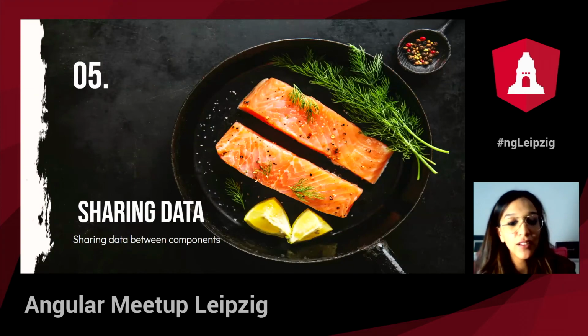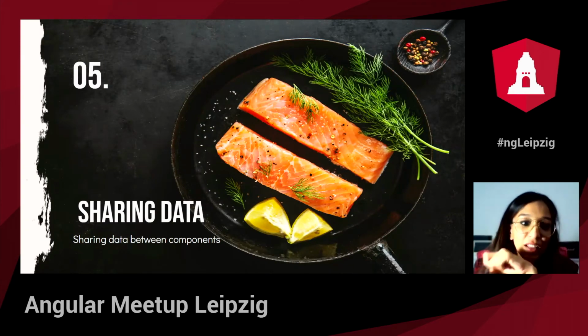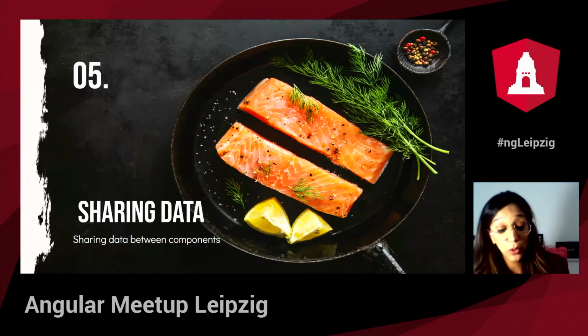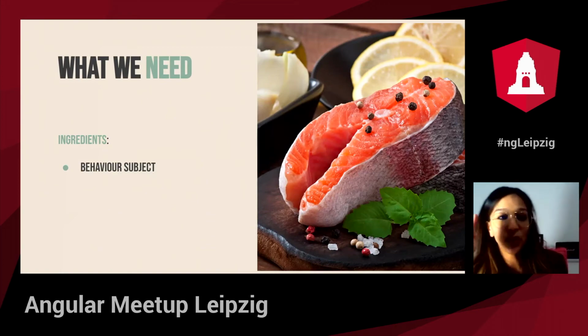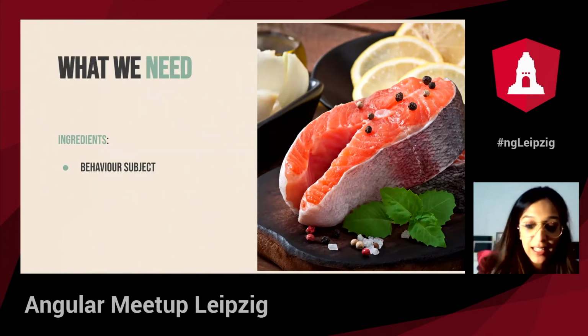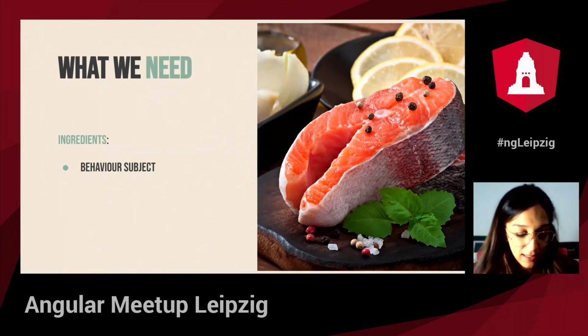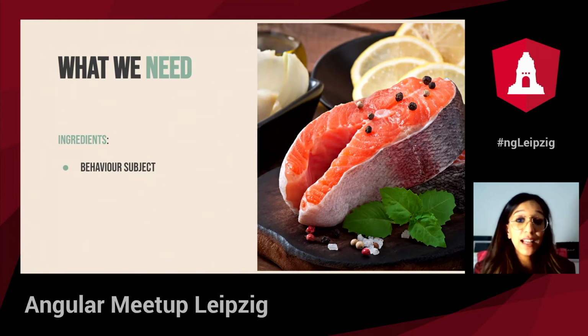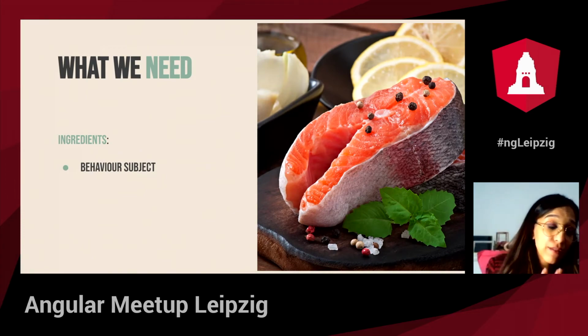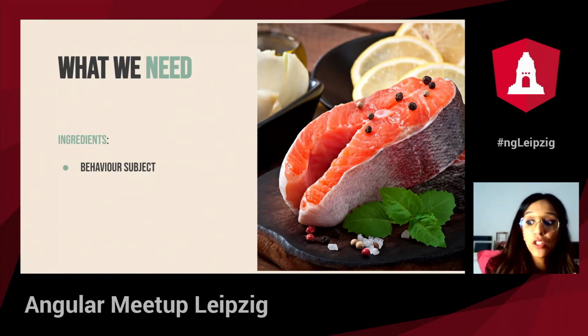Now, the fifth recipe is sharing data between components. What we need here, the secret ingredient, is the BehaviorSubject. I see subjects in RxJS as observer and observable at the same time, so you can emit data and receive data. The BehaviorSubject is a variant of the subject that can store the last value emitted by the observable.